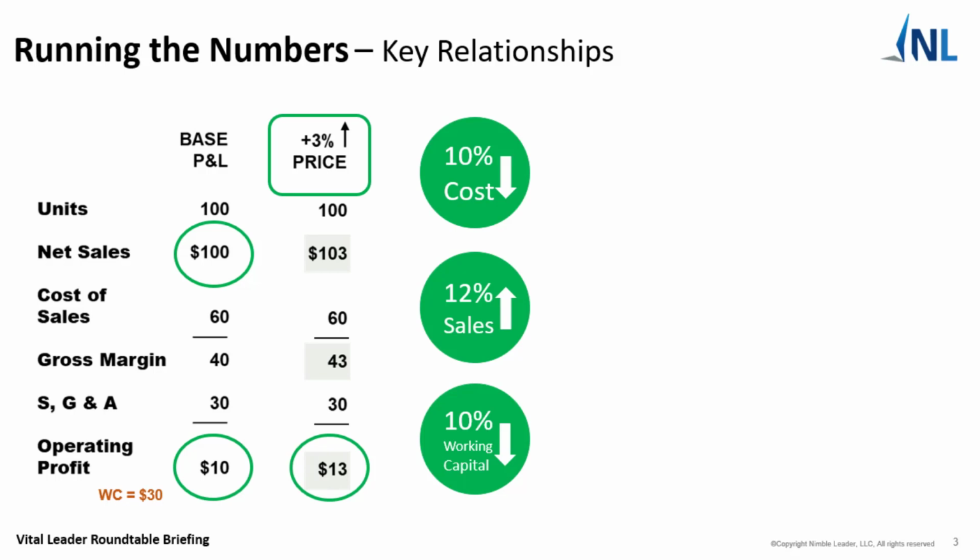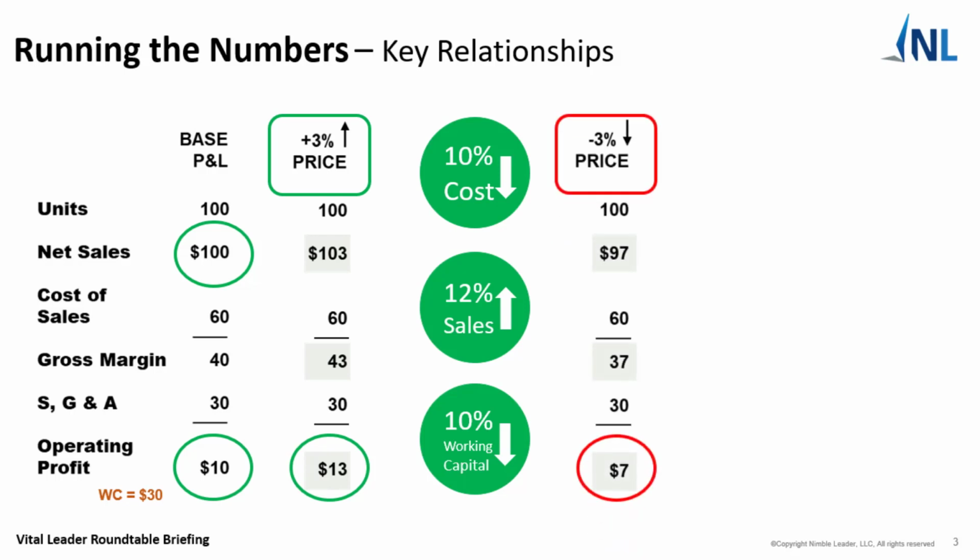Price is the most powerful tool for profit. And so it has a double-edged sword as well. Because if I cut my price 3% and I don't grow my business, my profit plummets to $7 or a 30% decrease. Often, during turbulent times, a field sales organization will say our customers are coming to us saying, can you give us some price relief?